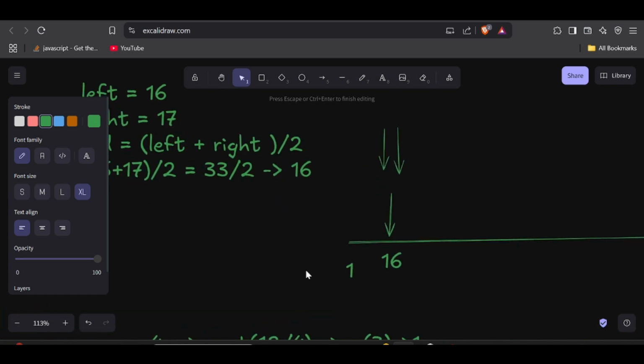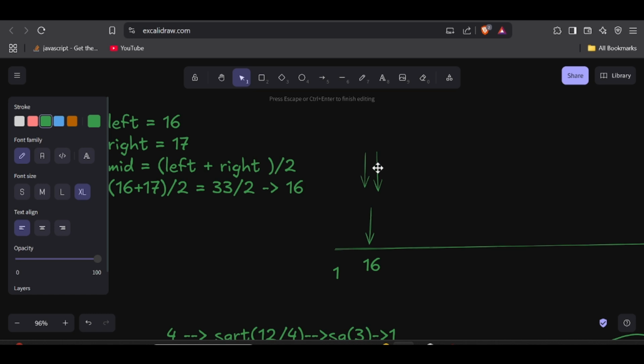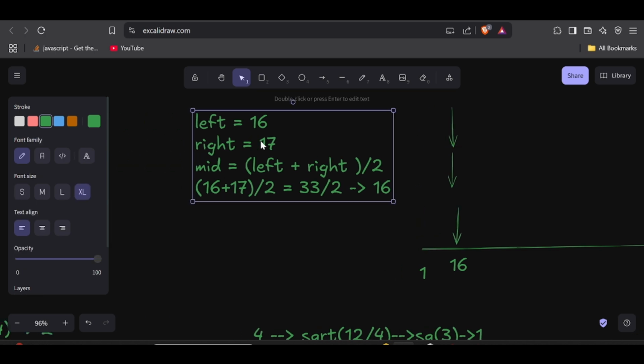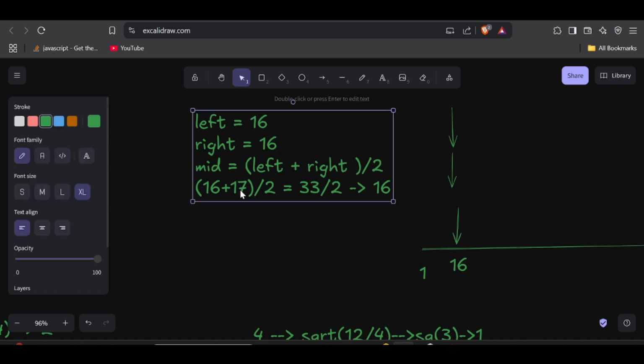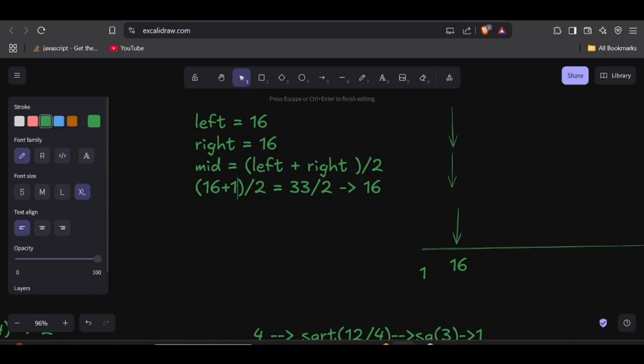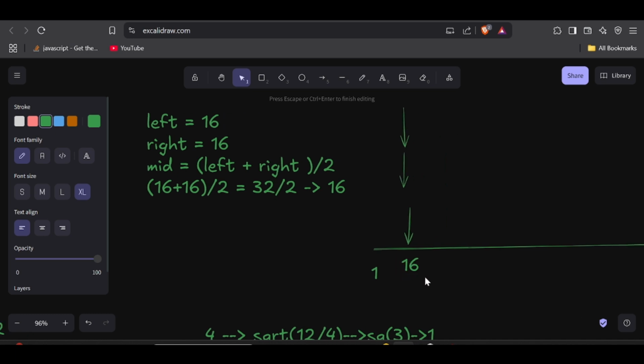So in that case, what will we be doing? Put right into mid minus 1. So right will be again 16. Both of them are equal. Let's again calculate the mid. It is 16, it will be 32, and again I will get 16 only. I have checked for 16. It is a possible solution.